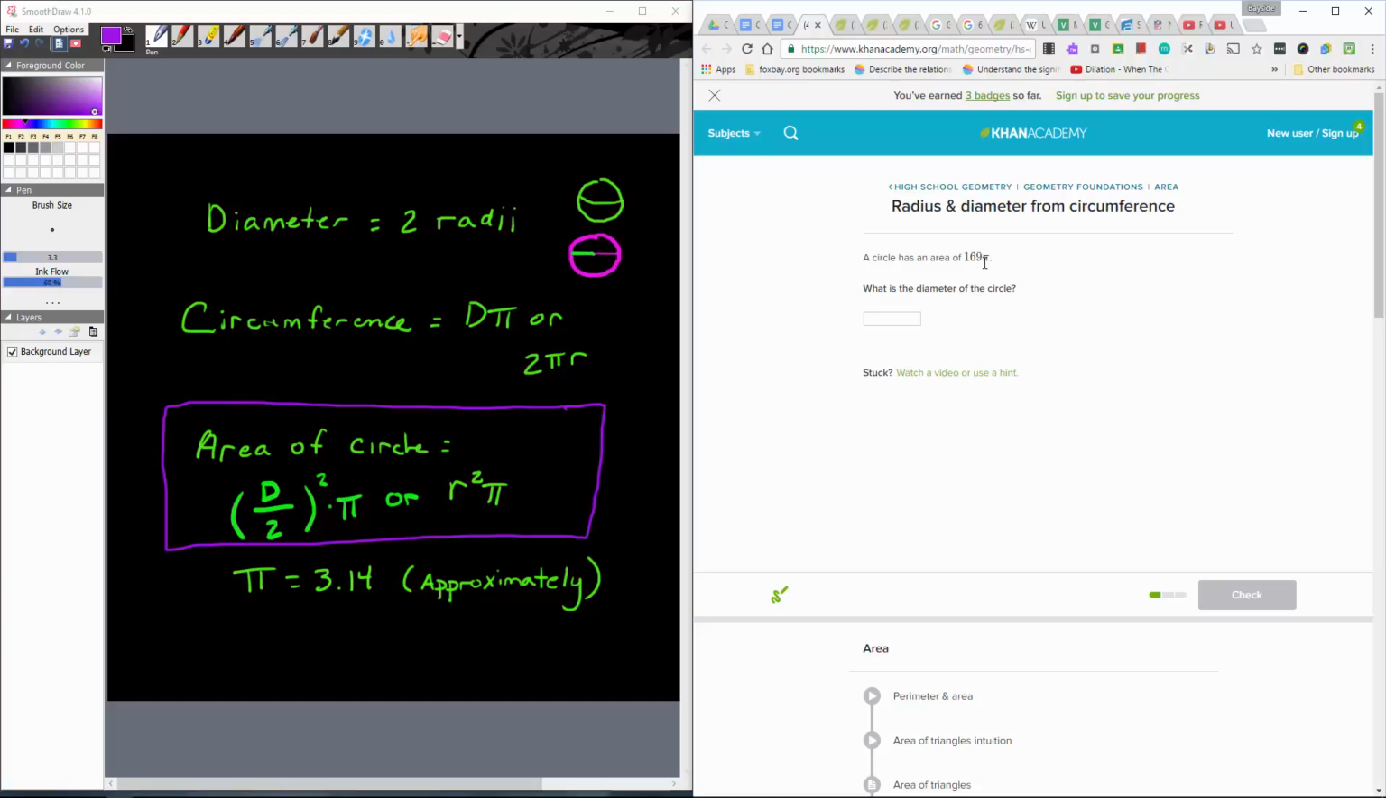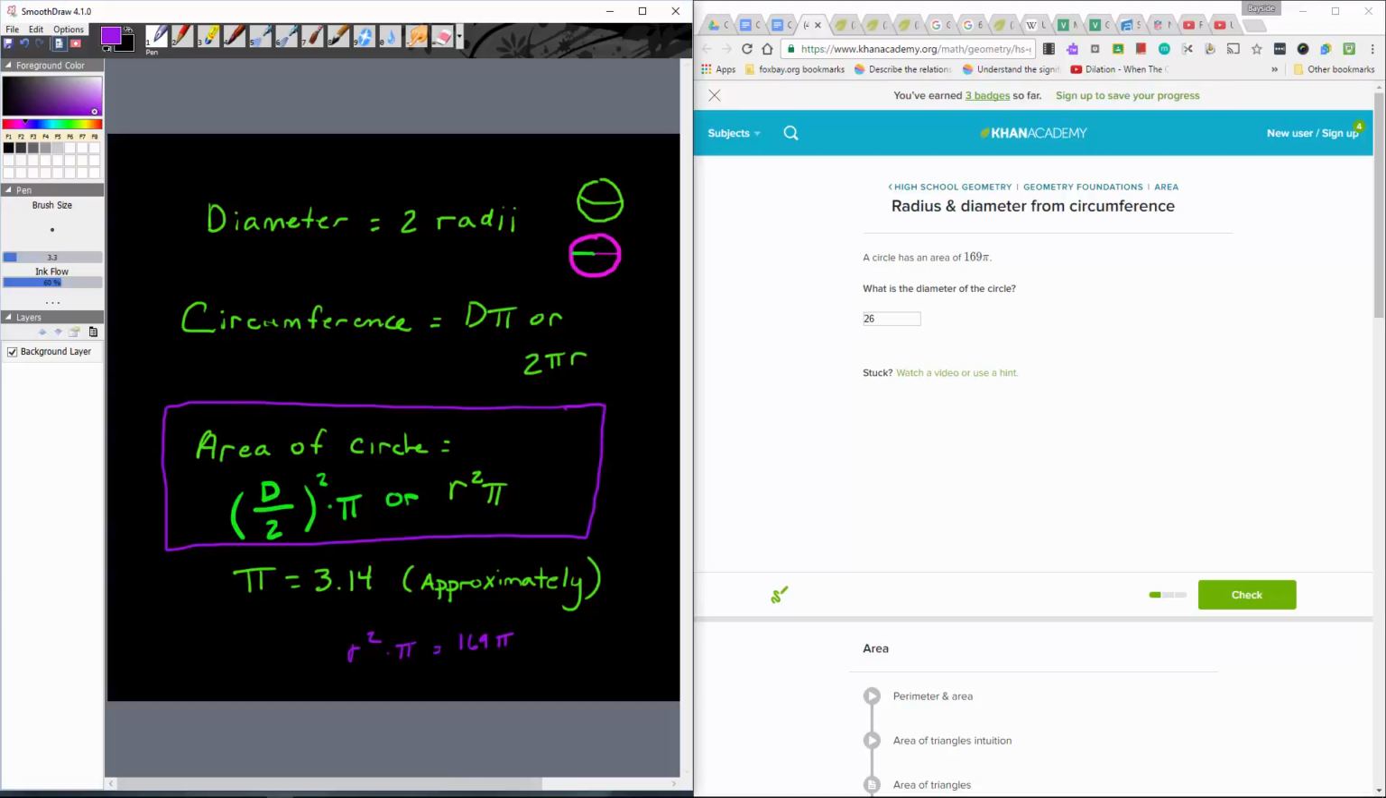And if I think about that, I know that it's going to be 13, right? So I have 13 times 13. And then I have to take 13 plus 13. I get 26. And again, all that I did is I'm looking at this formula. Let me just write this down here. I'm going to have radius squared times pi equals 169 pi.